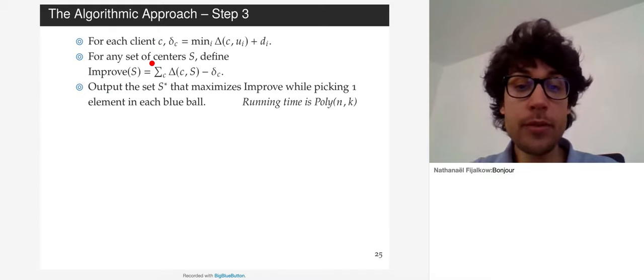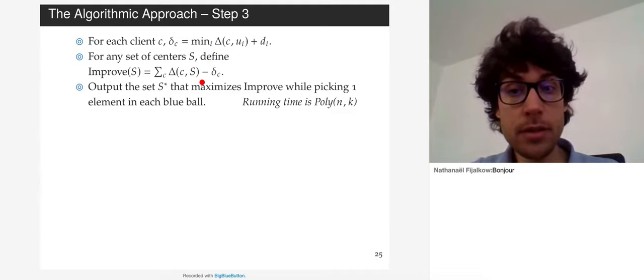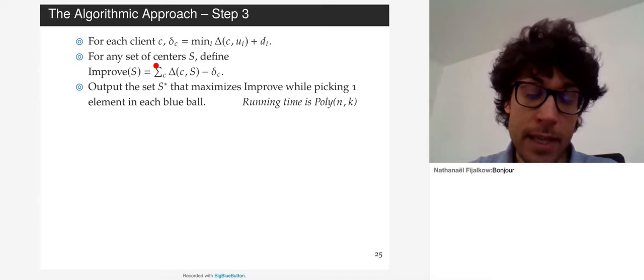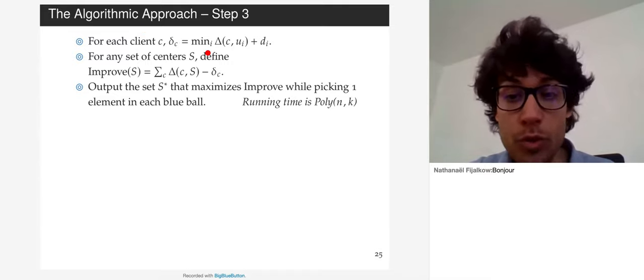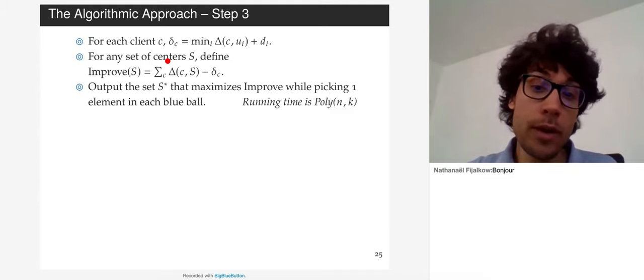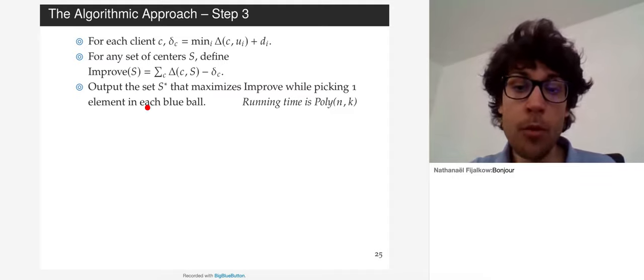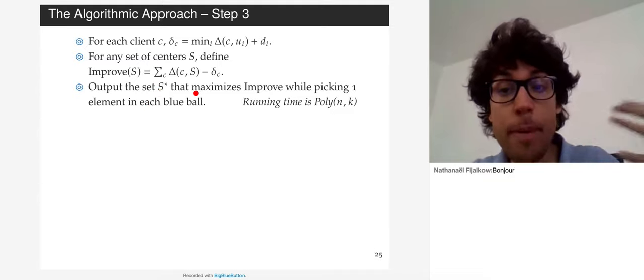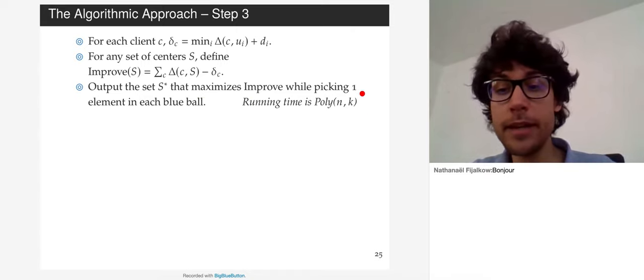Now what you want to do is, for each set of centers S, define improv as the gain in cost that you will make by picking these centers. In fact, that's the k-median cost, and you relate it to what you would be paying in the worst case. What you want is the best improvement, because in the worst case I know that I'm paying this, and if I pick good centers, I know that I'm going to get a huge improvement. So what you want to find is the set S star that gives you the best improvement while picking one element in each blue ball. And we show that we can do this in poly(n, k) time.